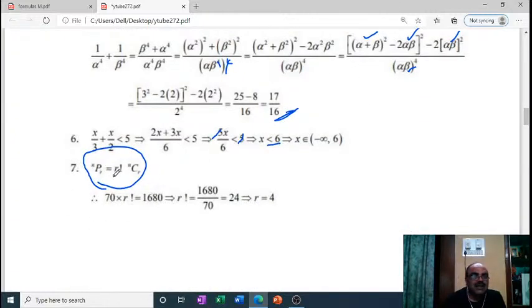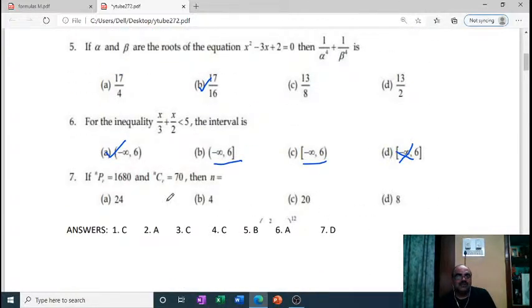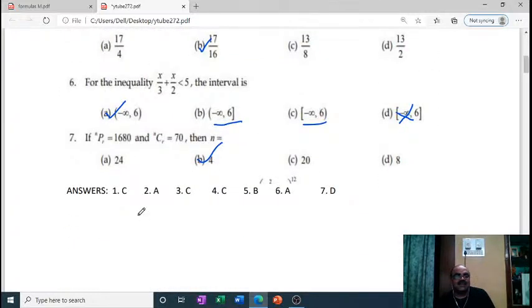Okay, NPR equals R factorial into NCR. So it is 70 into R factorial is equal to 1680. Now what is R factorial? 1680 by 70, which is, sorry, 24. 24 can be written as 4 factorial. If R factorial is equal to 4 factorial, so R equals 4. So let's check whether we have done correctly.